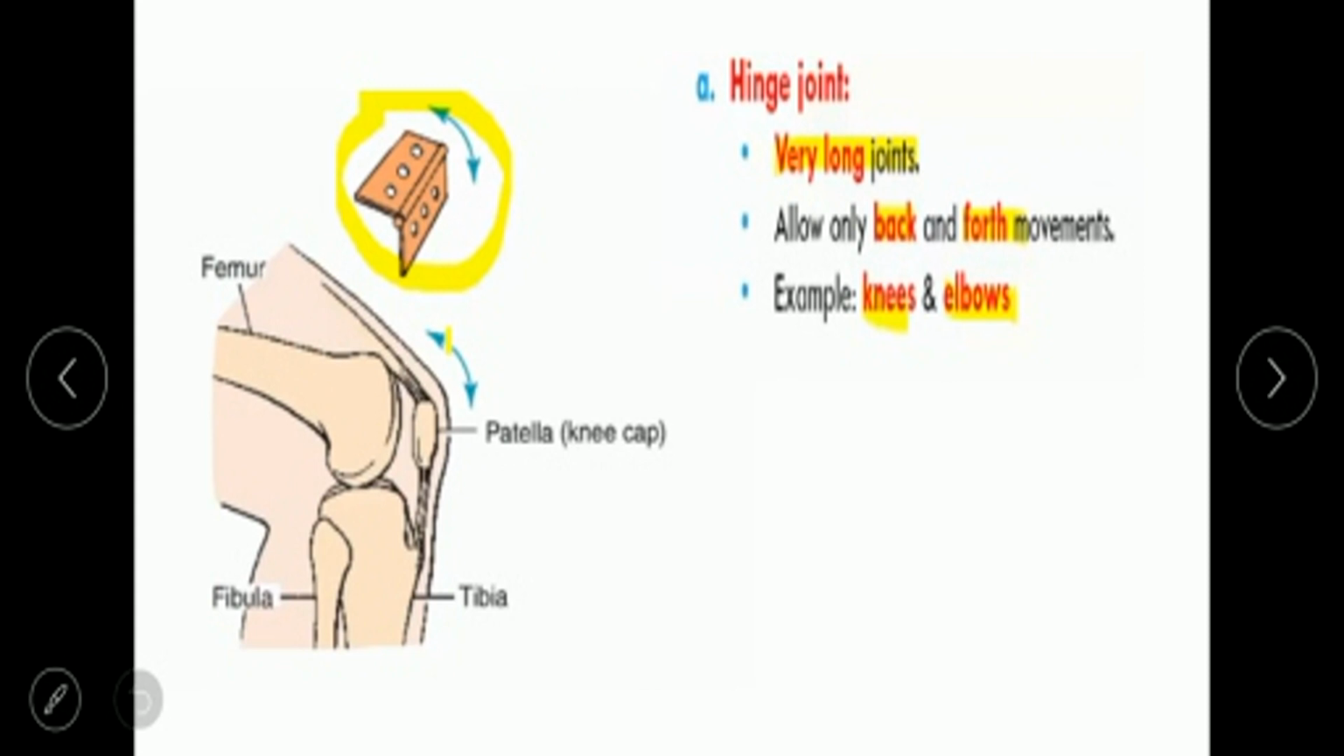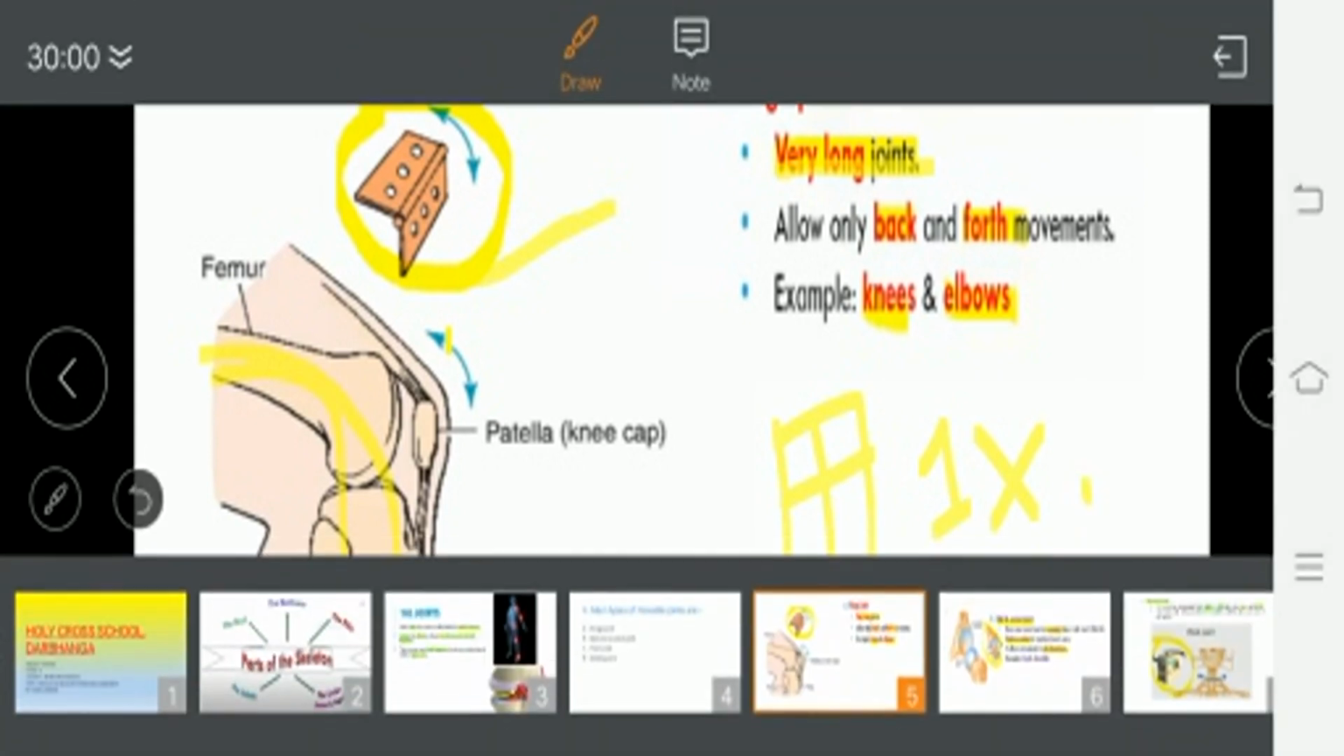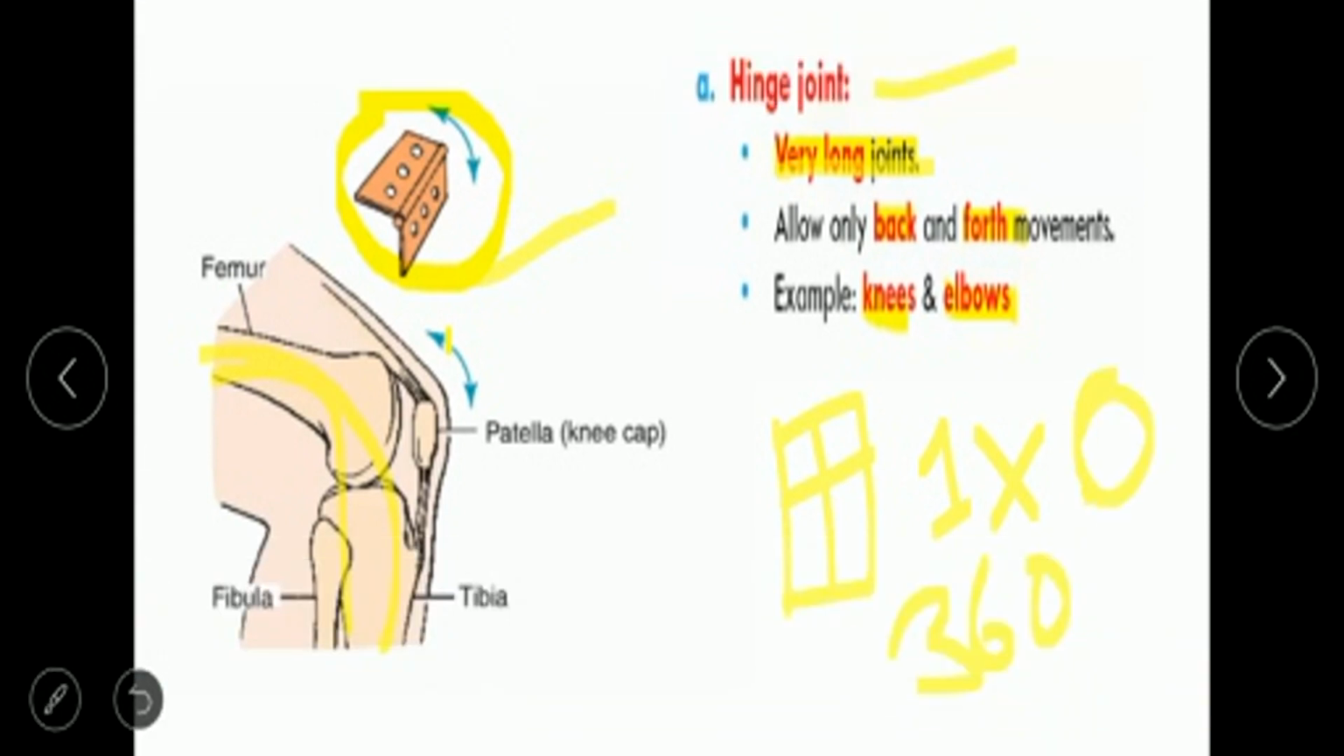Here we are going to see all these joints in detail, and the first joint is the hinge joint. It allows only back and forth movement. If you see the door of your house, it only moves in one direction, means it only moves back or forth. You cannot move or roll it 360 degrees, in a circular form. So it can only either go back or come front.